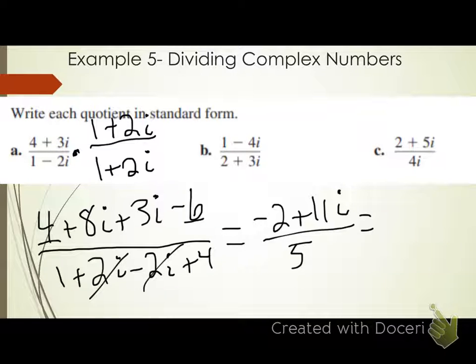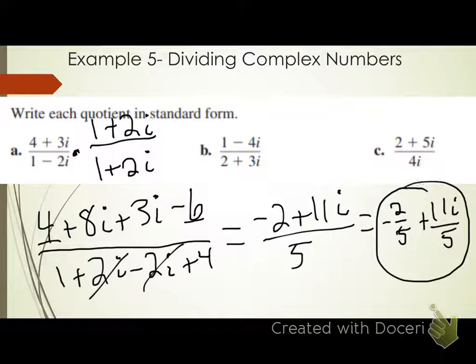I can now split these into their own fractions. I can give each term its own denominator, so that'd be negative 2/5 plus 11i over 5. Neither one of these fractions can be simplified any further. It's also in standard form for a complex number because my real part comes first and my imaginary part comes second. So there would be me dividing my two complex numbers and writing them in standard form.